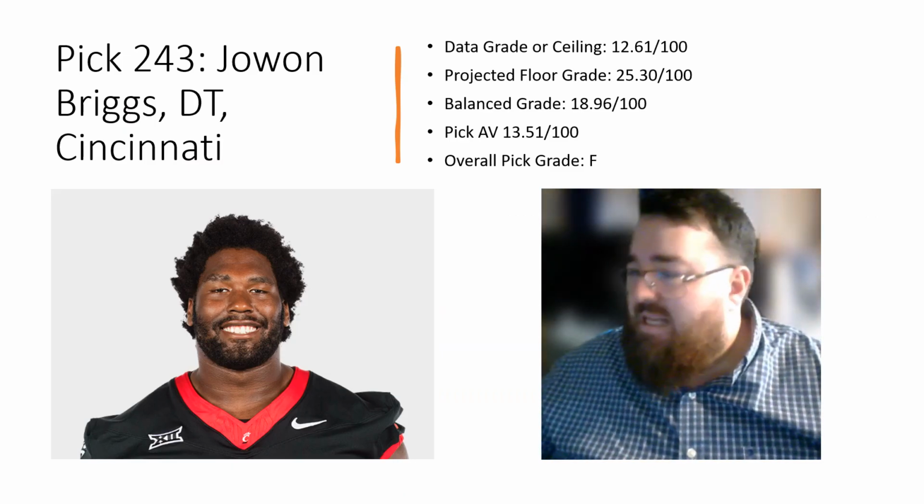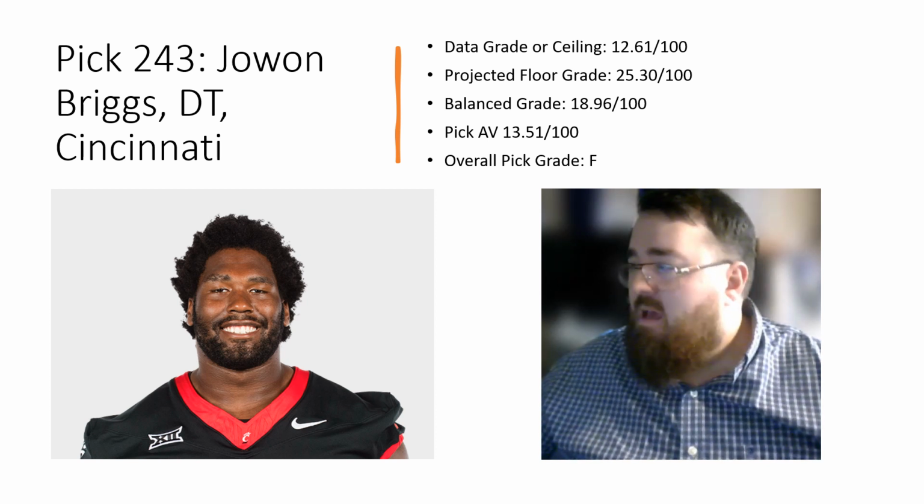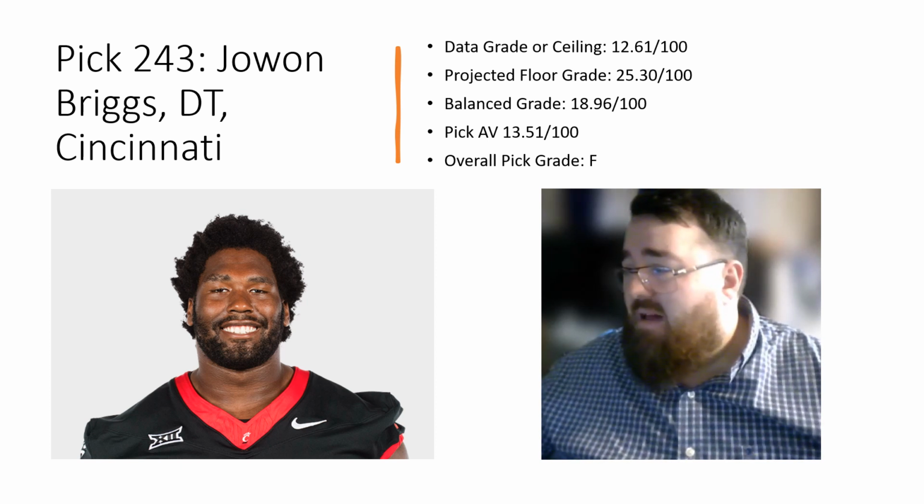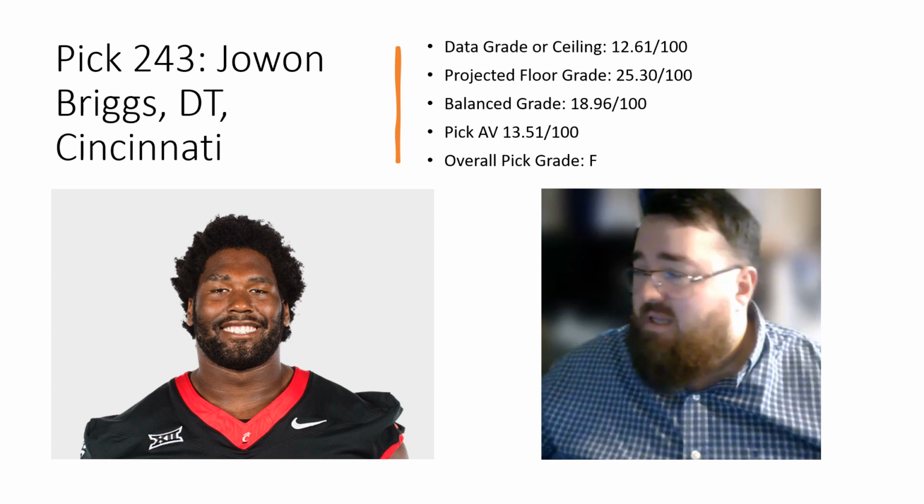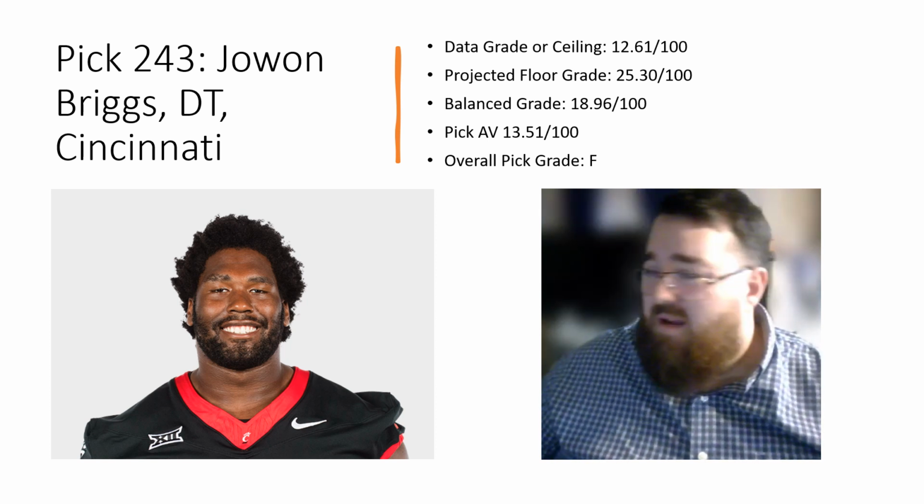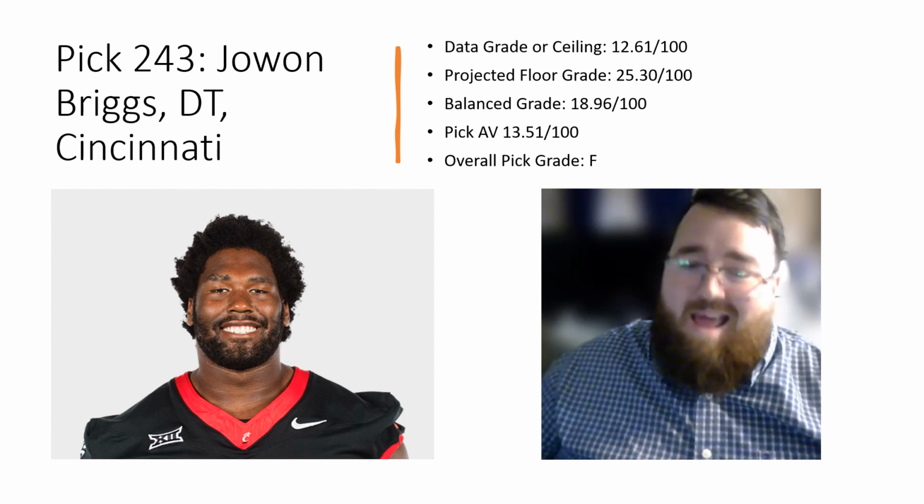And then we get to the last pick for the Cleveland Browns and Jawan Briggs, defensive tackle out of Cincinnati. His data grade is 12.61 out of 100. His projected floor is 25.30 with a balanced grade of 18.96 out of 100. His pick AV is 13.51, and the overall pick grade for him, I would say, is an F based on his overall data.